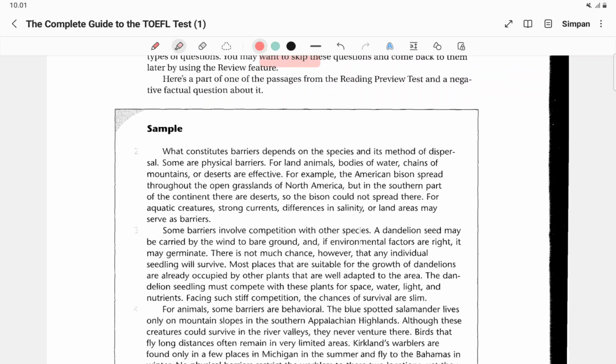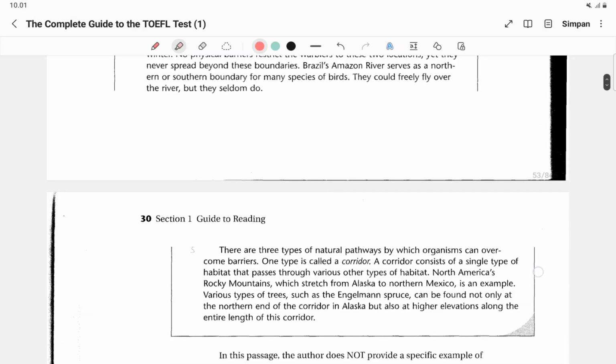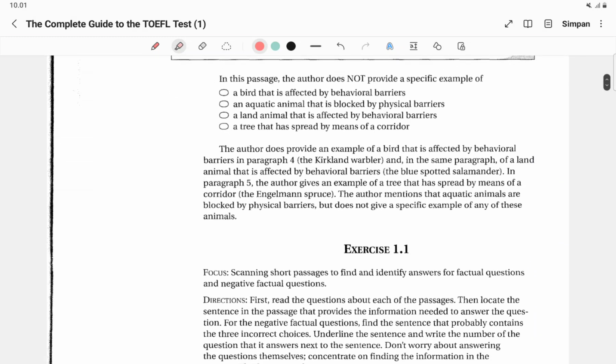Here's a part of one of the passages from the reading preview test and a negative factual question about it. Read the question first. In this passage, the author does NOT provide the specific example of a bird that is affected by behavioral barriers, an aquatic animal that is blocked by physical barriers, a land animal that is affected by behavioral barriers, a tree that has spread by means of corridor.